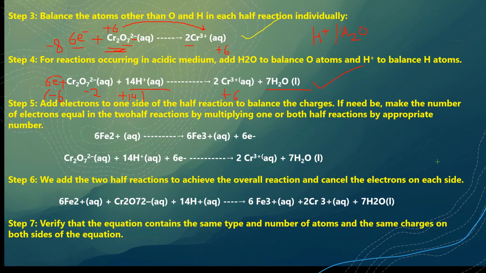Now, let us see the second half. Fe2 plus changing to Fe3 plus. So this will be minus 1 electron. That is loss of 1 electron, which we write on the right hand side. And there are 6 electrons involved in the other half. It needs 6 electrons, but it is giving only 1. So I need to make this change and multiply the whole equation by 6. So I get 6 Fe2 plus gives 6 Fe3 plus 6 electrons.